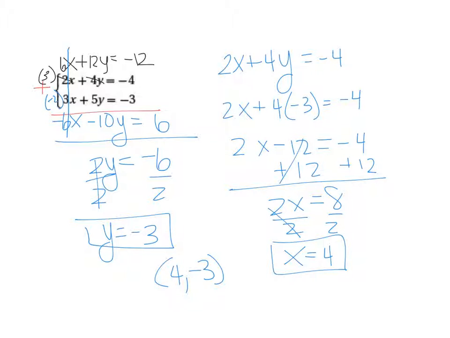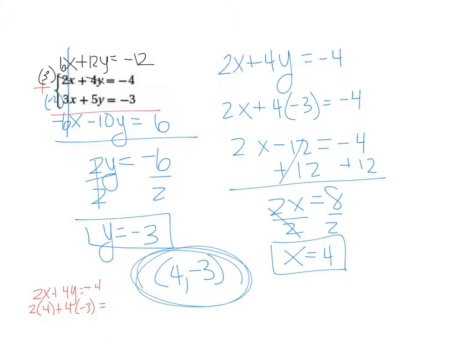Once again, we can check a couple ways. I can graph them, and see if they intersect at 4, negative 3. Or I can plug in a 4 and negative 3 into one of the original equations. So if I plug it into 2x plus 4y equals negative 4. So 2 times x, which is 4, plus 4 times negative 3 equals negative 4. 8 minus 12 equals negative 4. And that's true. 8 minus 12 is negative 4. So negative 4 equals negative 4. Sorry, you can barely see that, but I know that my answer is correct.